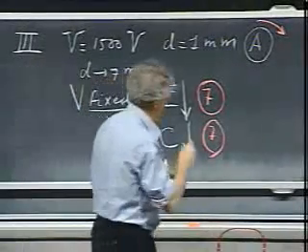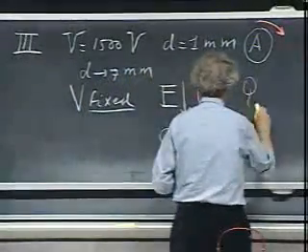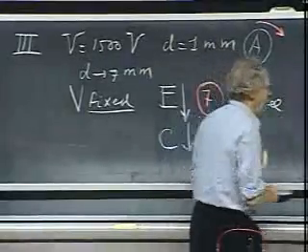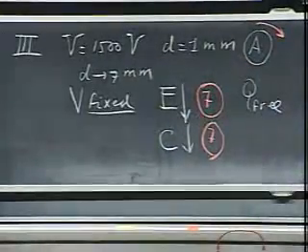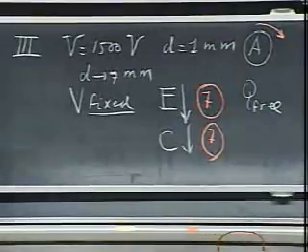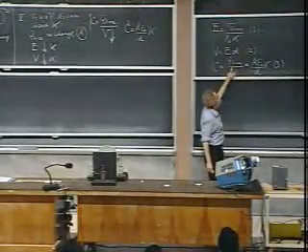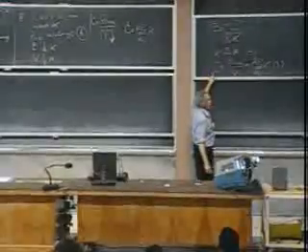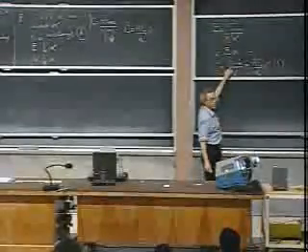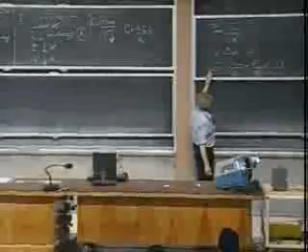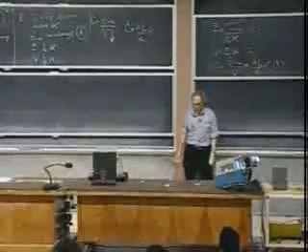And so Q free must now also go down by a factor of 7, because the potential difference doesn't change, but C goes down by a factor of 7, so Q free must go down by a factor of 7. This goes down by a factor of 7, this doesn't change, so the free charge goes down by a factor of 7. And what does that mean?